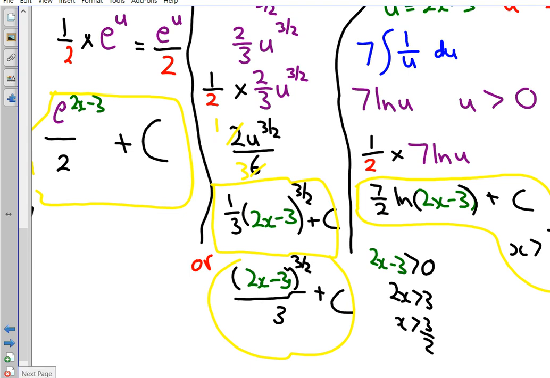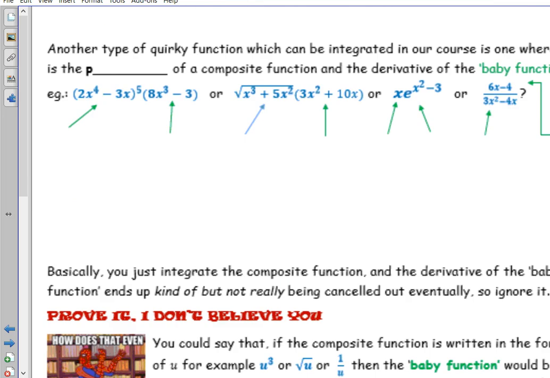First of all, I'll just show you what we're going to do next, which is the next step up from here. There's another one to remember. The one I showed you was the nicer one. I'll just show you what we're doing next, which I think we should start next lesson. Another type of quirky function which can be integrated is, of course, one where it is the product of a composite and the derivative of the baby. What do you think the p is going to be?